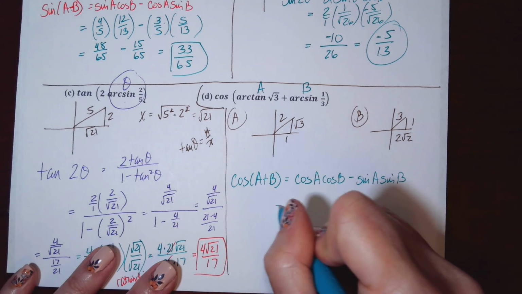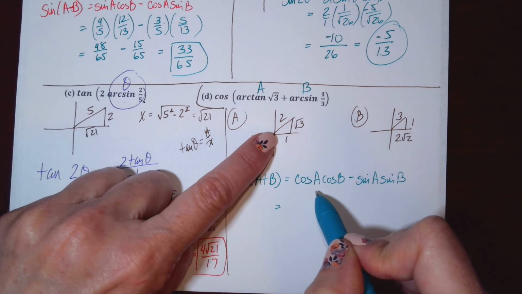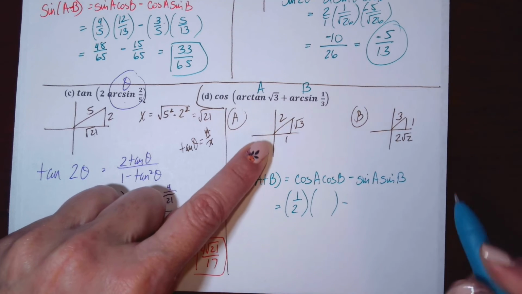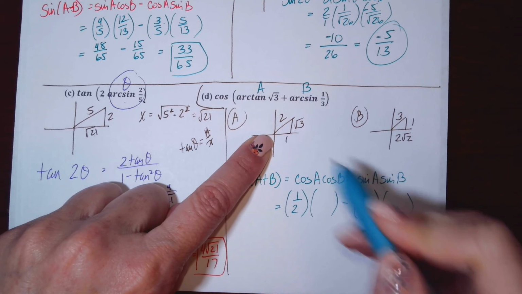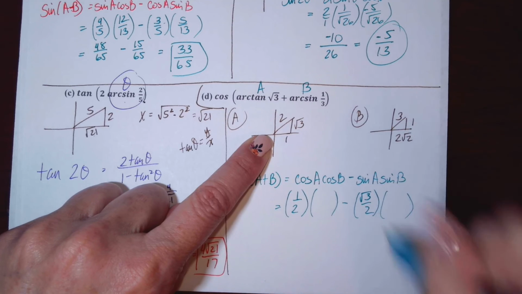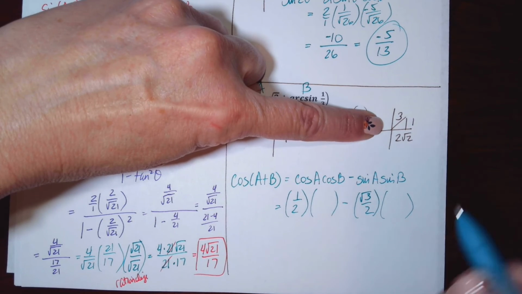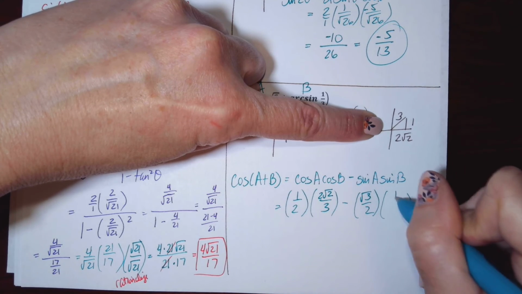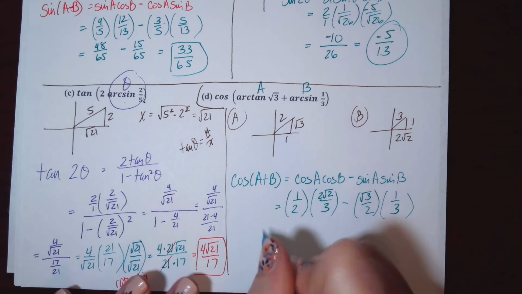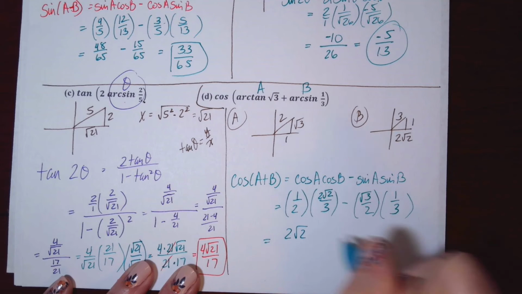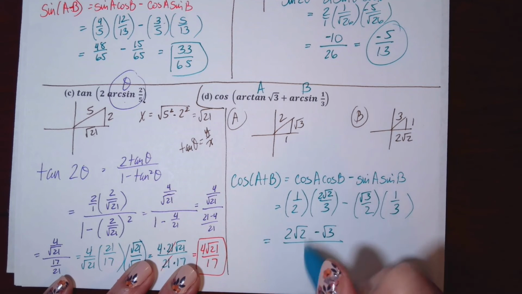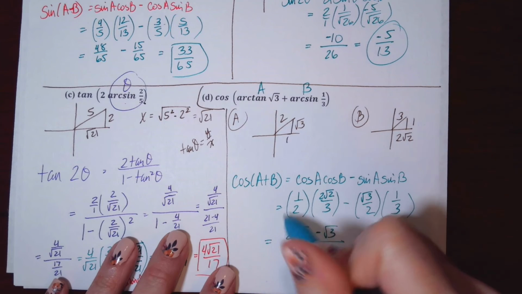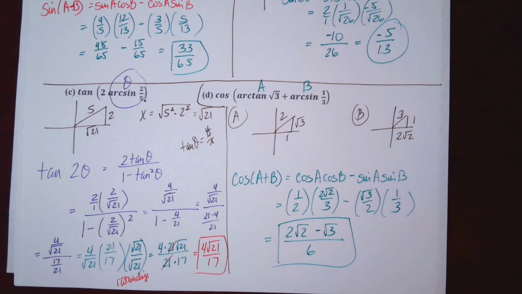Now I'm going to come down and say, okay, cosine A is 1/2. Sine A is square root 3 over 2. Cosine B is 2 square root 2 over 3. Sine B is 1/3. That gives me 2 square root 2 minus square root 3 over 6. These are not like terms in my numerator. Nothing simplifies. I can leave it just like that.